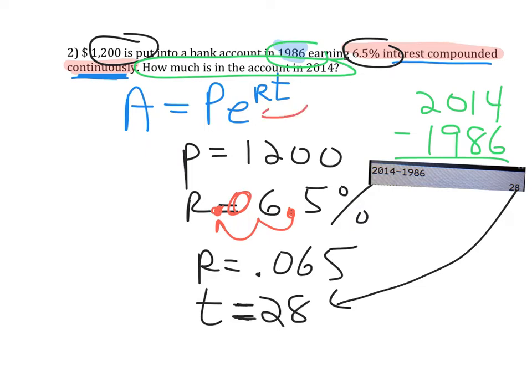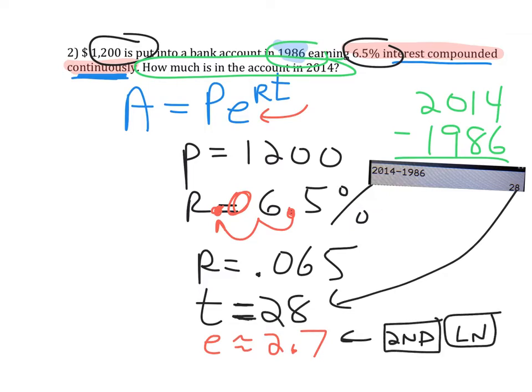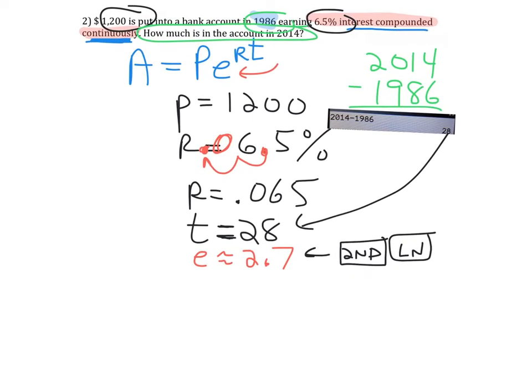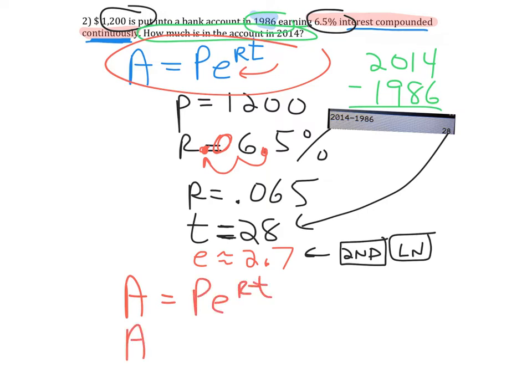In this formula, remember there is this number E, which is the exponential growth constant, which is about 2.7, and it's a button on your calculator. It's second, and then the ln button. So let's enter this expression now into our calculator. We're going to have A equals P times E raised to the RT power. So the balance is equal to the principal, 1,200, times E.